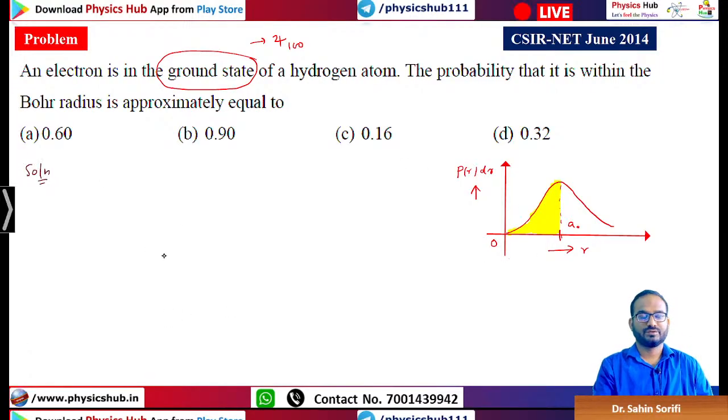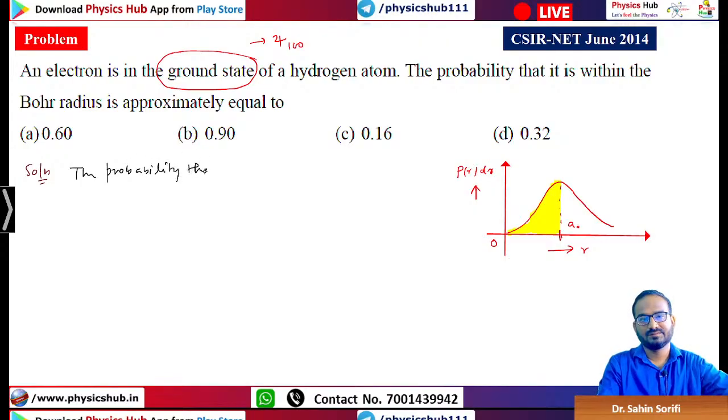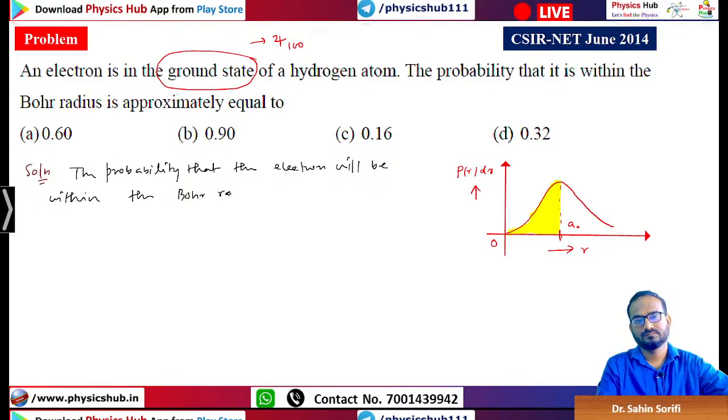Try to follow this. What will you do? So let us do the solution. The probability that the electron will reside within the Bohr radius is the integral of psi star psi into the volume element 4 pi r square dr.